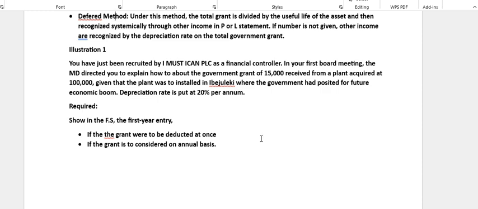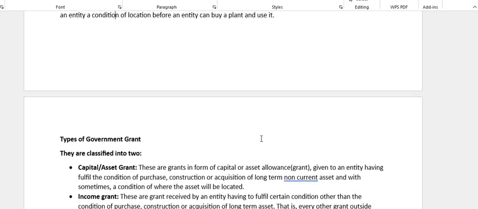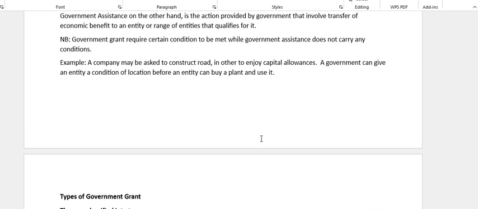So, when we are talking about this government grant, usually you can have two types of it. That's the definition. In case you are just joining us, that's just the definition. The difference between the two is that one, you have to meet a condition. The other one, you don't need to meet any condition. For government grant, you meet conditions. For government assistance, you don't need to meet any conditions.